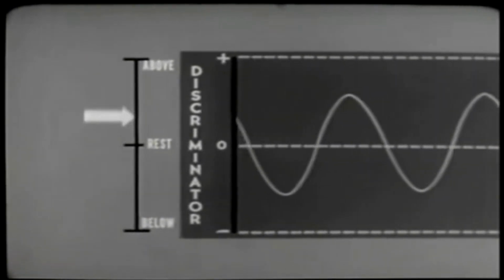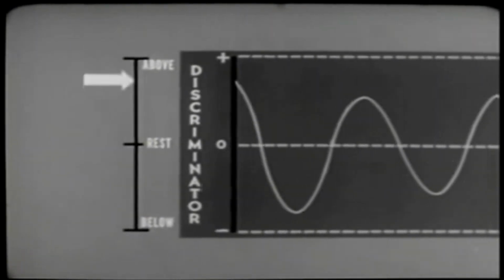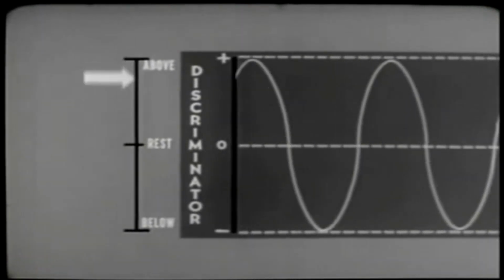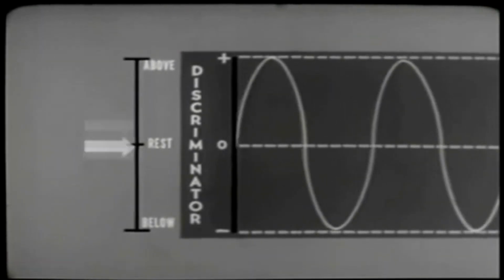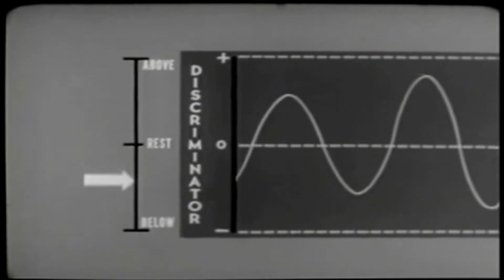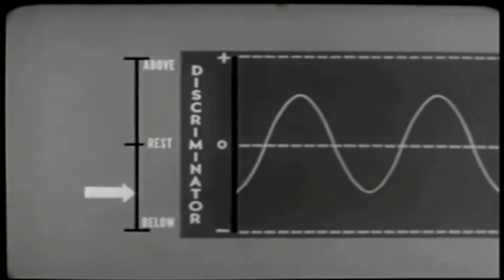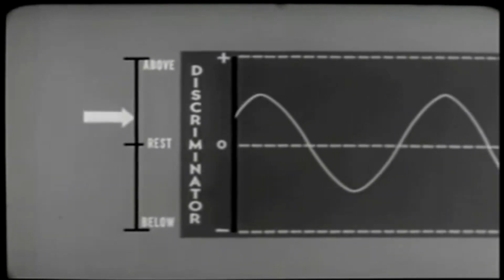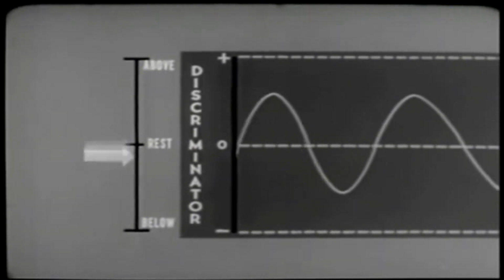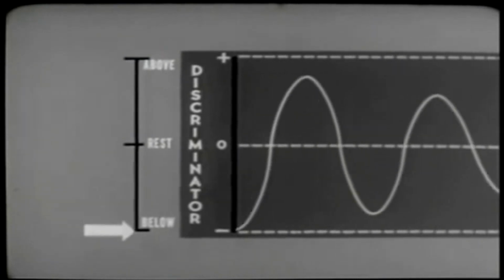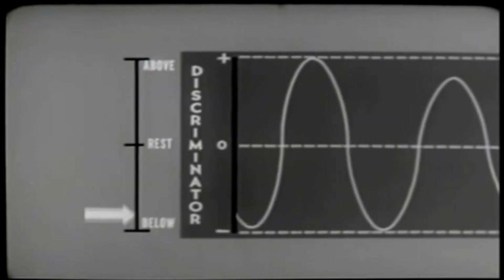Note that the amplitude of the audio signal is an accurate reflection of the amount of the carrier's deviation above and below rest frequency. Also note that the frequency of the audio signal is an accurate reflection of the rate or speed at which the carrier registers its deviations. Thus, the audio signal's two characteristics, its amplitude and its frequency, are an accurate reflection of the carrier's amount of deviation and rate of deviation.